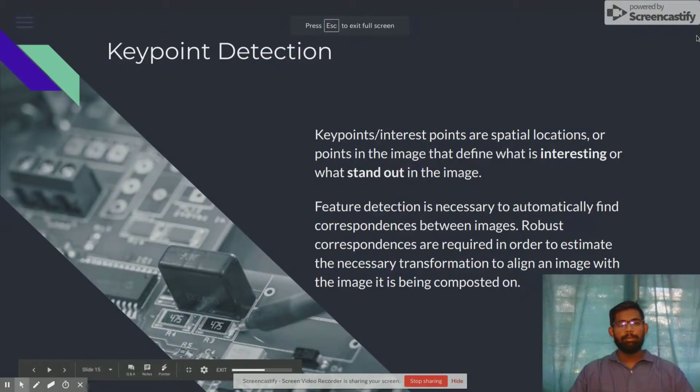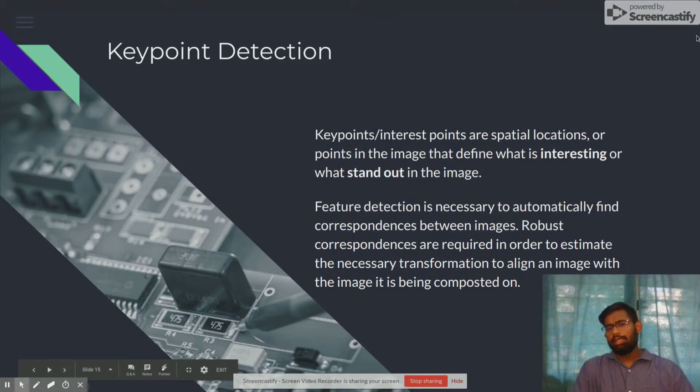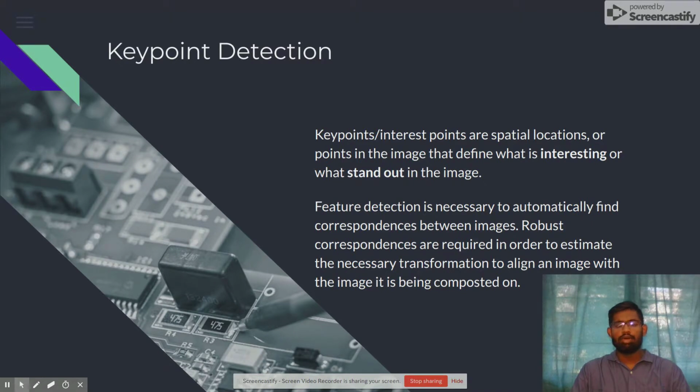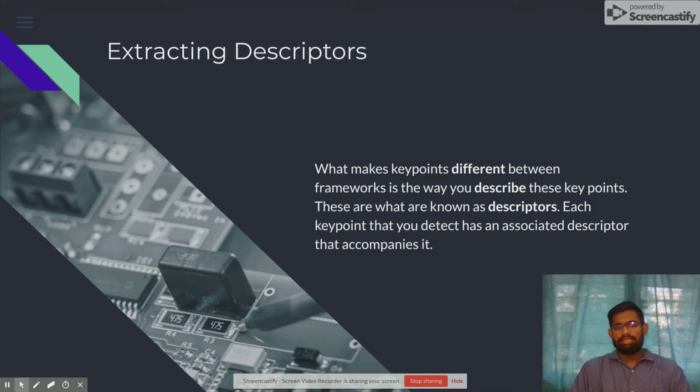Key point detection. What are key points? Key points or interest points are spatial locations or points in the image that define what is interesting or what stands out in the image. Extracting descriptors. What makes key points different between frameworks is the way you describe these key points. These are known as descriptors. For different algorithms, there will be different descriptors for the same key points.